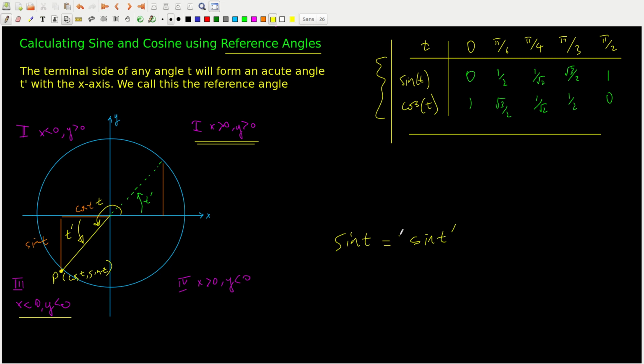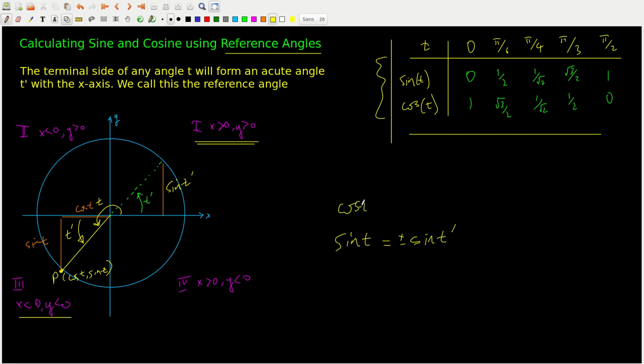The only difference is we need to know what quadrant we're in, whether that's positive or negative. Here we can see the sine is the opposite. Sine is going to be negative, whereas up here, this length is sine of t prime. Sine of t prime is going to be a positive number. Sine of t is going to be negative, but their magnitude is going to be the same.